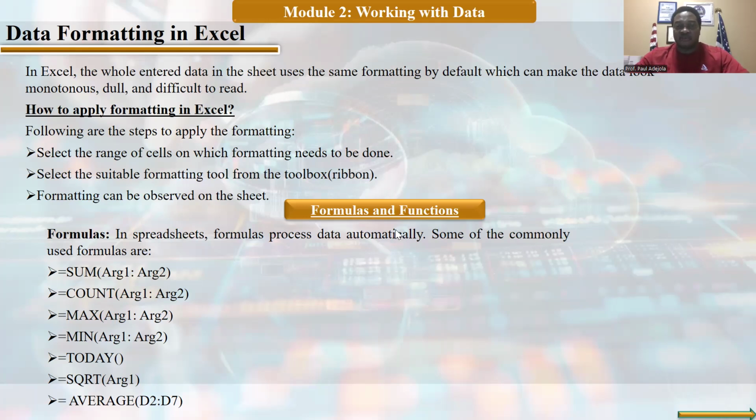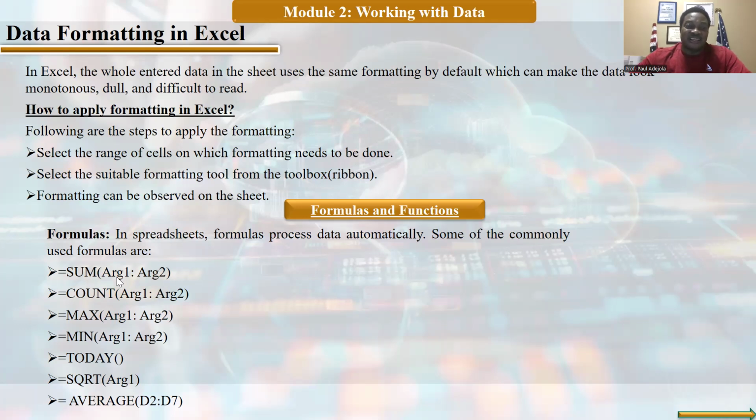The next subheading is formulas and functions. In a spreadsheet, formulas process data automatically. Some of the commonly used formulas are, can you see, equal to sum. If you still remember what we did in Module 1, I did mention that this equal to sign is very, very important when it comes to Excel. So you see equal to, you type sum, open bracket.